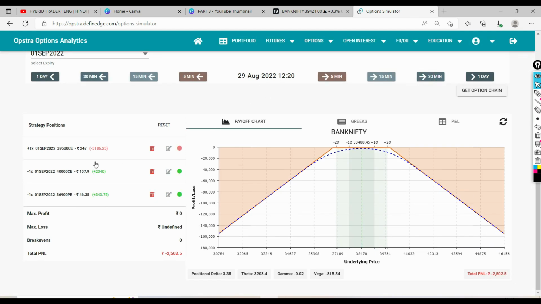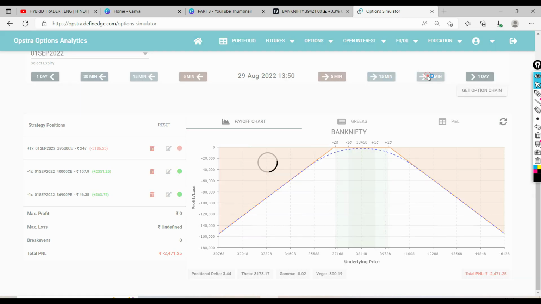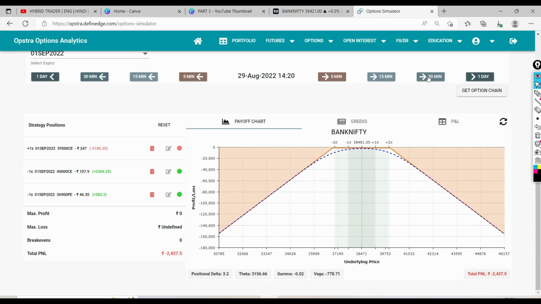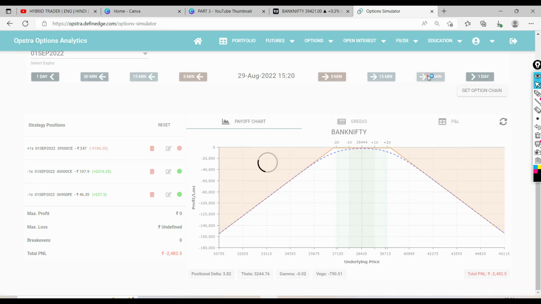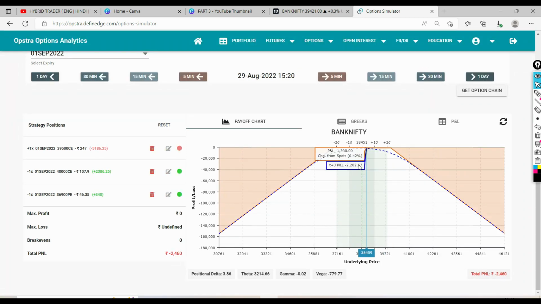We are on 29th August and 1st September is the expiry, right? I'll keep a check on this timer. At 30 minutes, it is more or less balanced. See, 320. So I'll not do any adjustment because this is as good as balanced. See, 3.41 and this is 4.7. I'll not do any adjustments. I'll go for the next day.